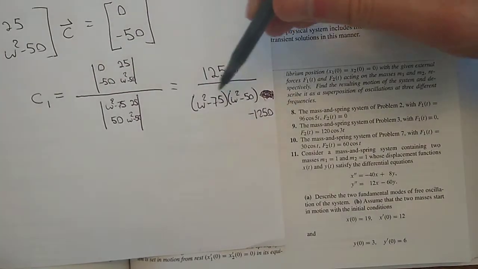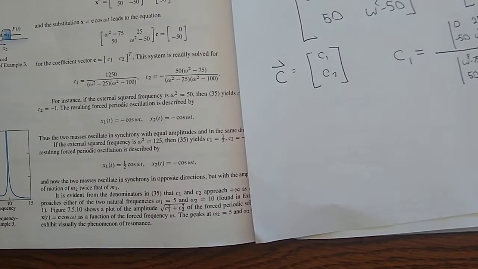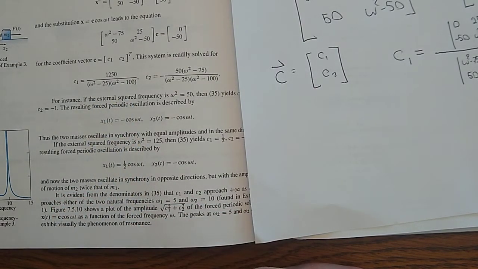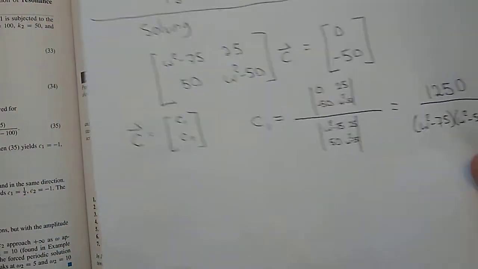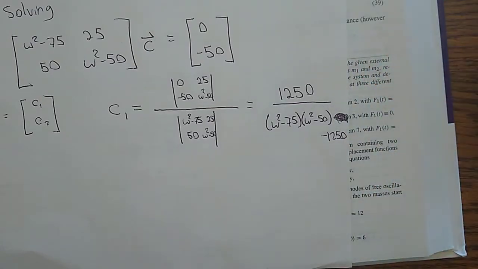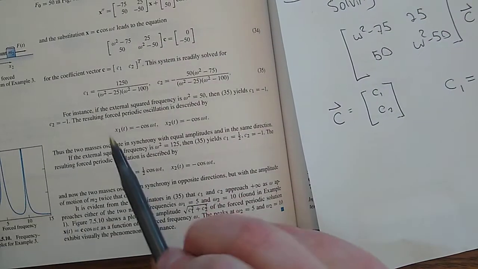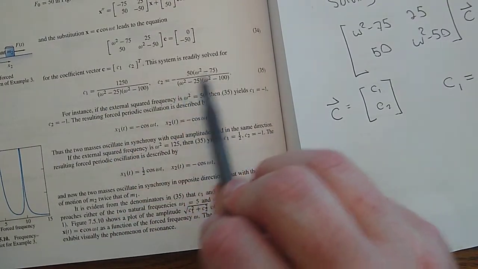So I imagine if I take this and I simplify it, I'm going to get the same denominator that they got in the book. So actually, maybe I will skip that part. I encourage you at home to check that if you multiply this out and factor it, you get this. I also encourage you to check the value for C2.